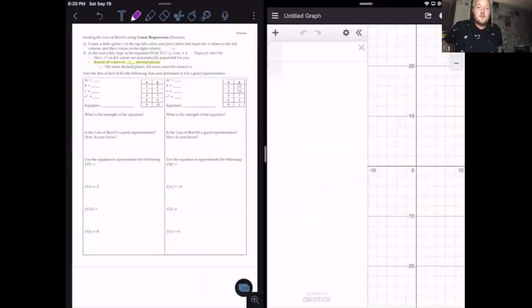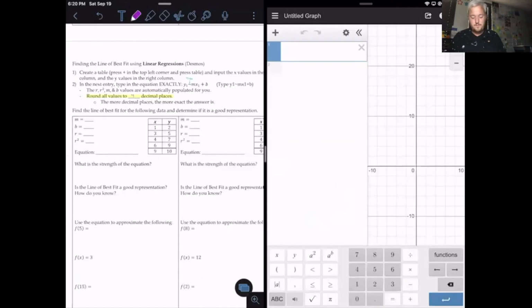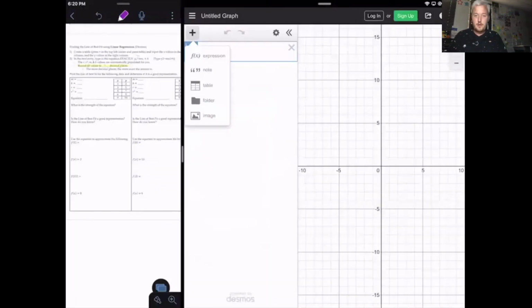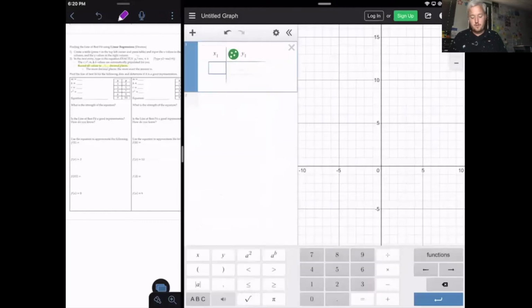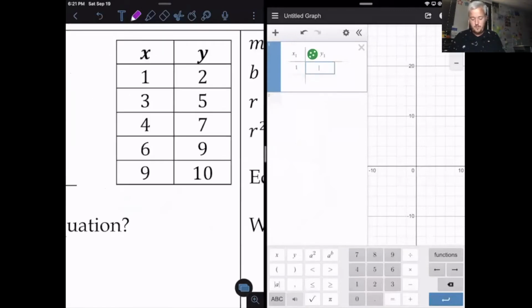Okay, so with Desmos, the first thing you want to do is you want to type a table. So up here in the top left, you want to press that plus sign, and you want to go to table. So it's going to prompt you this little screen right here. So I'm going to type in my table exactly how it appears. So 1, then tap over there, 2, and it plots the point on the graph for you. So 3, 5, 4, 7, 6, 9, and 9, 10. So if you look, it plots those points.